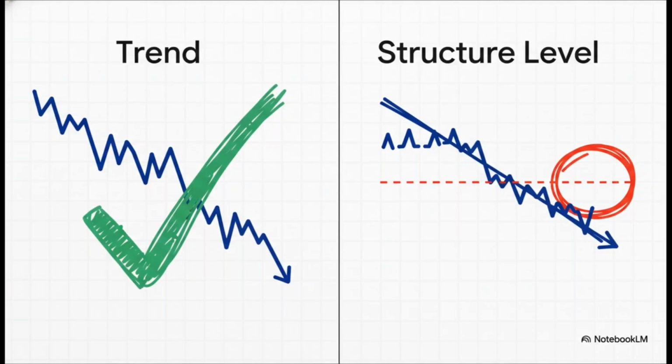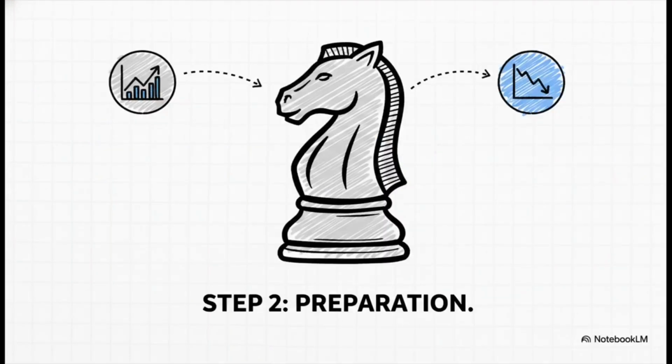First, is there a clean, obvious trend? And in this case, yeah, for sure. It's clearly a downtrend. Lower lows, lower highs. Easy. Second, what's the most recent important structure level that was just broken? And right here, we can see the price just broke through a key support level. Think of it like a floor that was holding the price up. And that's it. Step 1 is done. Identification complete.